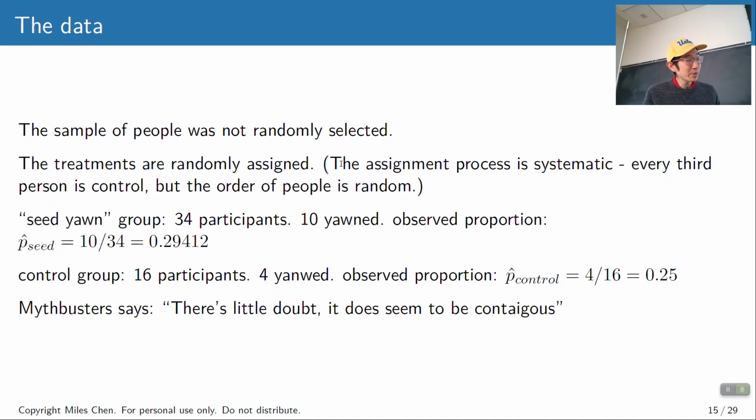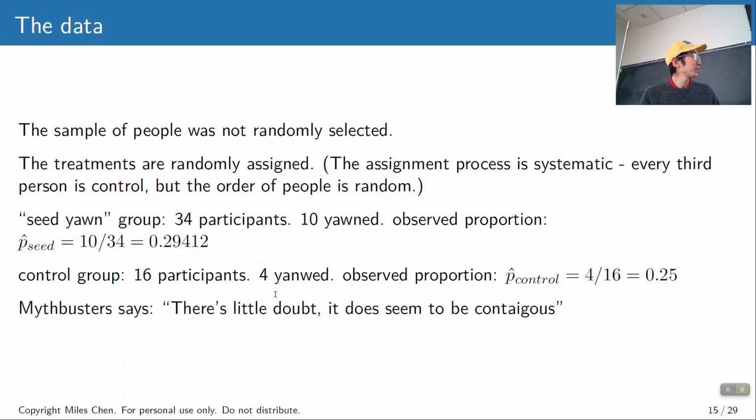But even with a sample size of 50, it's not big enough to use the central limit theorem, right? To use the central limit theorem, we need at least 10 yeses and 10 nos in both samples. In our control group, we had 16 participants, and only 4 people yawned. So we have 4 yeses and 12 nos, and that's not going to be enough for us to use the central limit theorem.